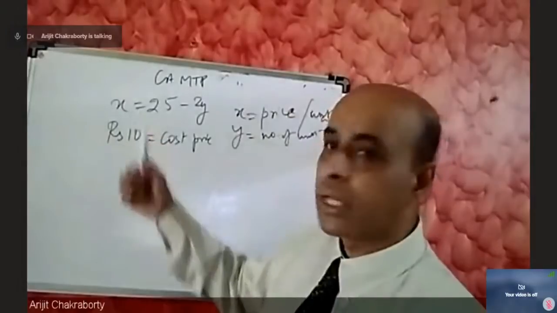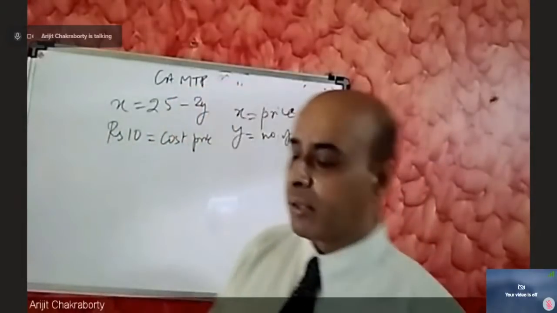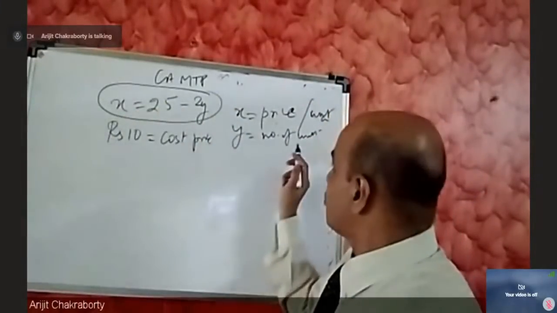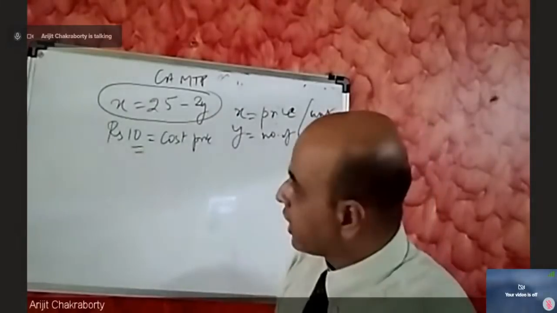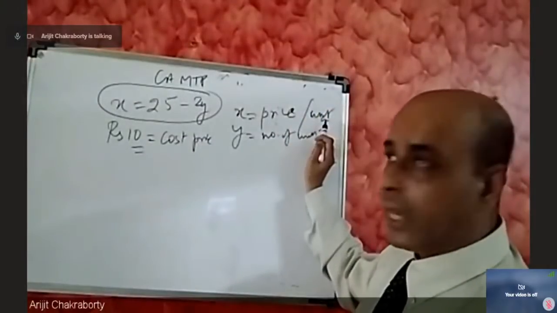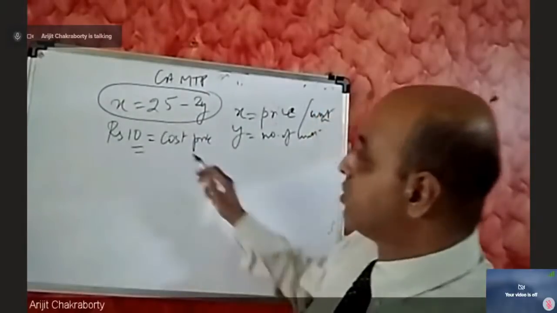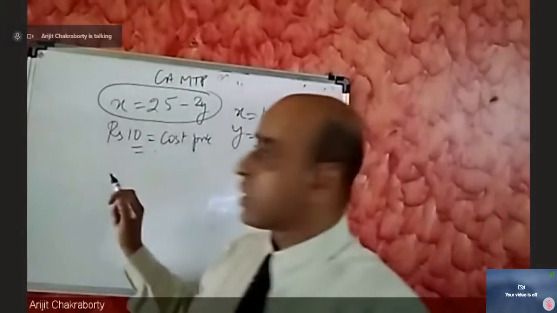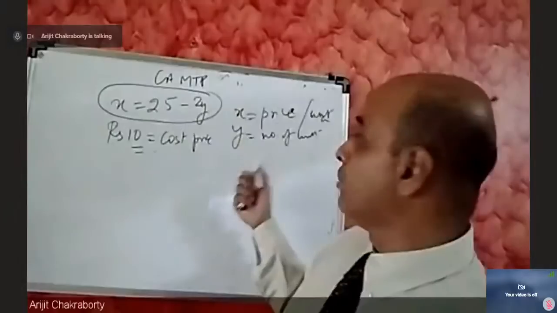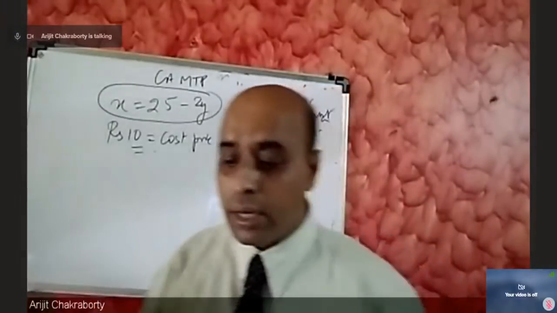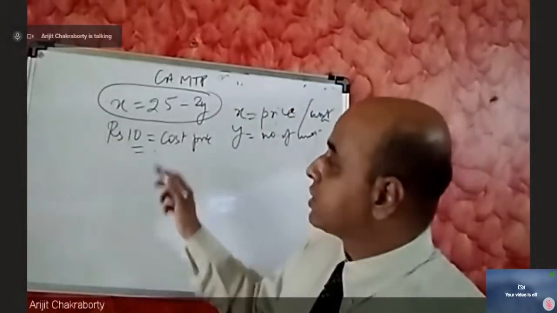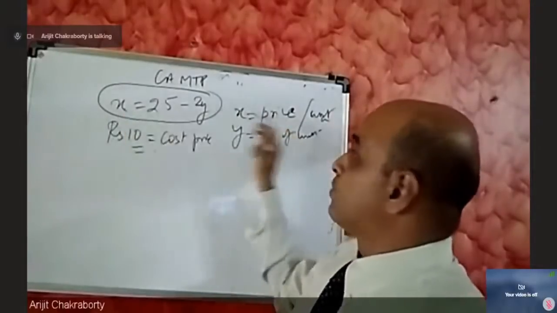A seller is selling certain items and it can be described by this equation, where x is price and y is the number of units. Rupees 10 is the cost price, right? So x is the price per unit, and 10 is given as the cost price. The idea is, what is the maximum quantity that can be offered without incurring a loss. So in this case, the price per unit is 25 minus 2y.